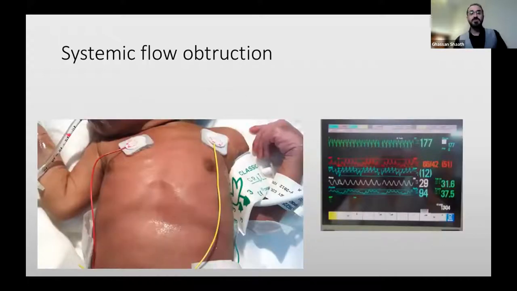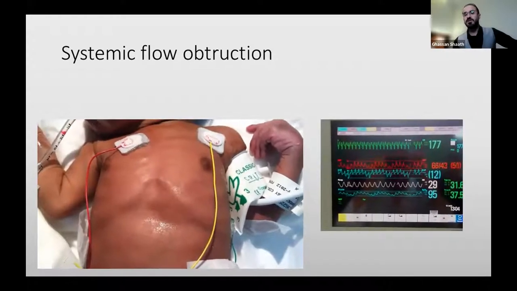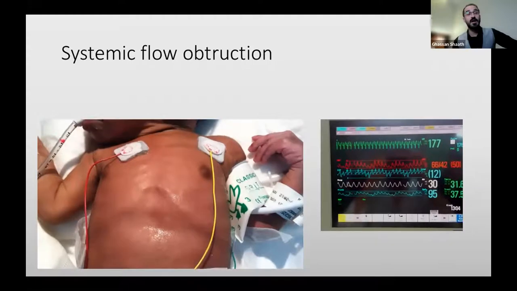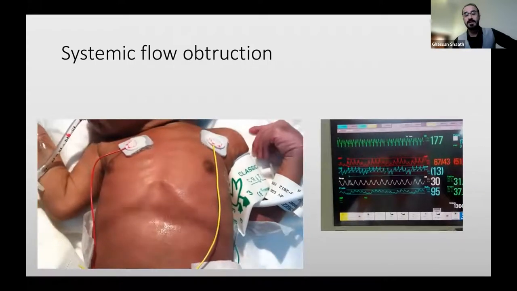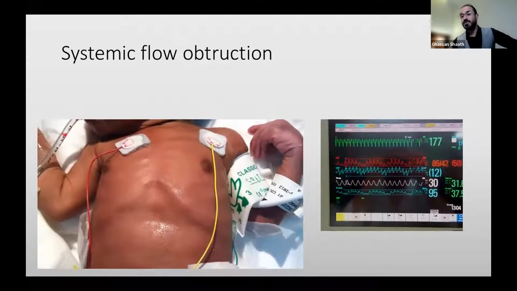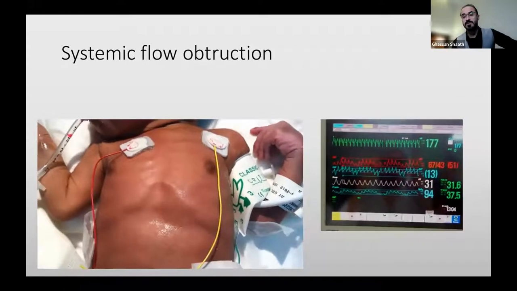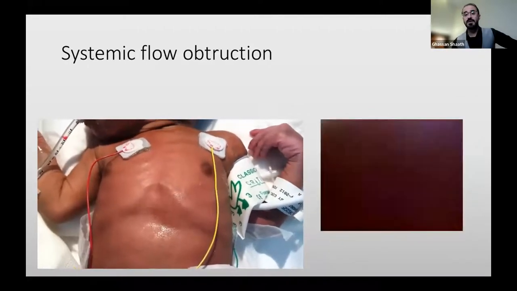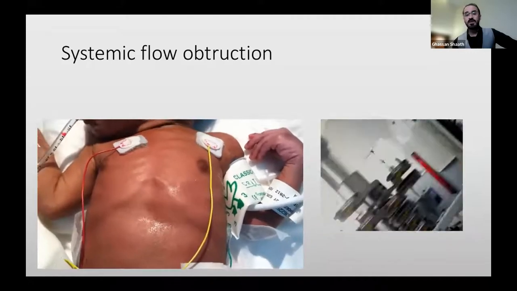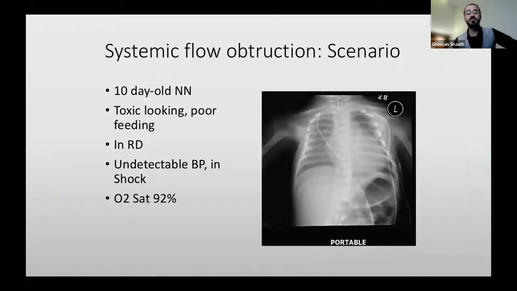Now, that's the usual presentation in children with systemic outflow obstruction. They present to you in shock, sweating, though they don't have good sweating glands yet, probably tachycardic and hypotensive. This is a live case from my training in cardiology and cardiac intensive care. The patient will be in borderline saturation, probably with a very active precordium. The usual presentation is a neonate, maybe 1 or 2 weeks old, toxic looking, ash-leaf color, probably in respiratory distress, and frequently with undetectable blood pressure.